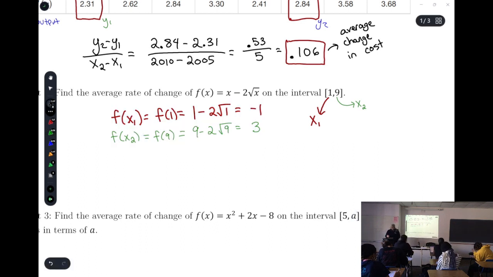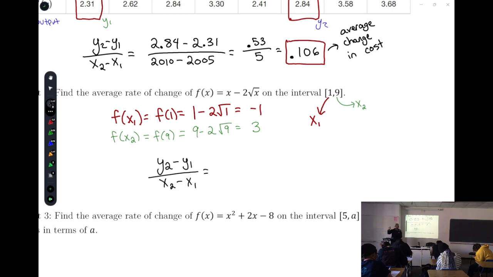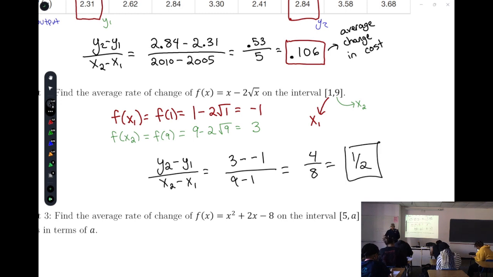Okay. So we're going back to the exact same formula, y2 minus y1 over x2 minus x1. And we're just going to plug and chug the things. So 3 minus negative 1 over 9 minus 1 is working out to be about 1/2.